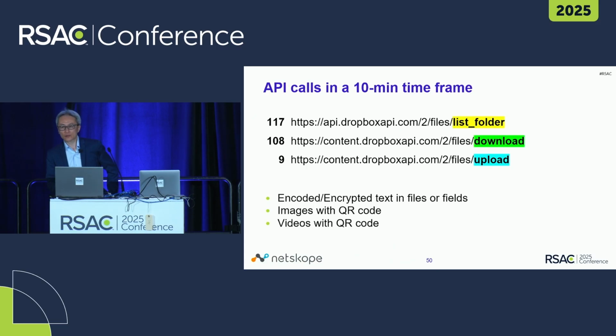If we take a look at a 10-minute time window of the Dropbox C2, we can see very specific patterns calling some special API endpoints, such as list folder and download. These two endpoints have been called quite frequently.